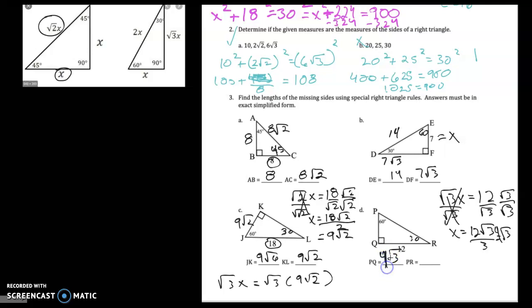And then that's 2x. So 2x, x is 4 square root of 3. So it's going to be 8 square root of 3. And there you go.